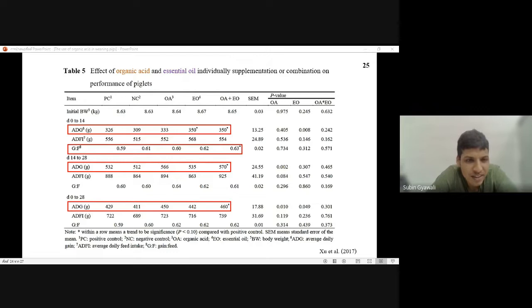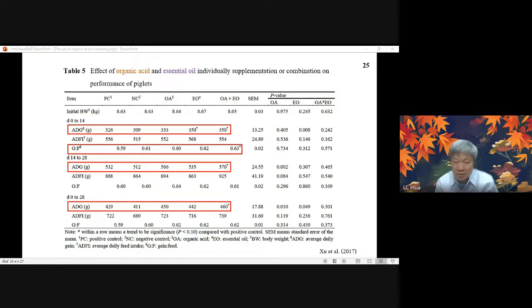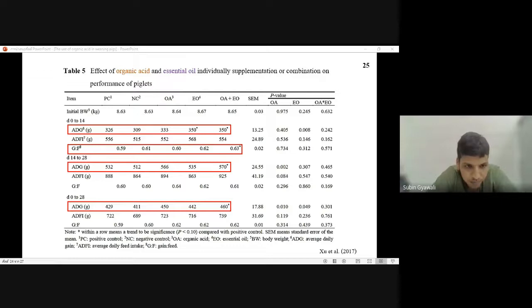Professor, what do the positive control and negative control mean? I'm confused. Okay. Positive control is usually when you add some kind of antibiotic. I'm not quite sure whether they used any antibiotic or not. And the negative control is where they do not add anything.